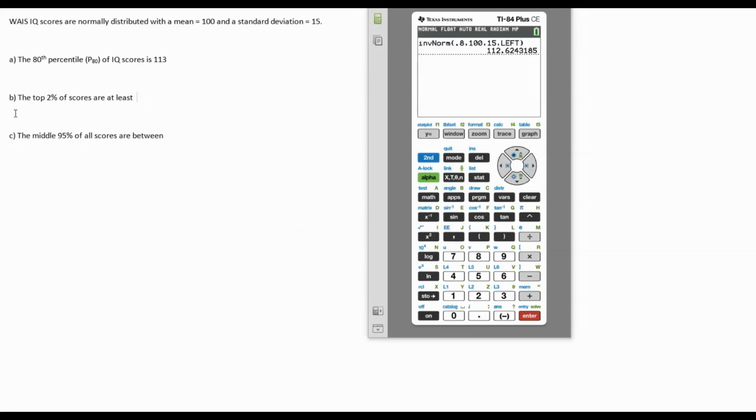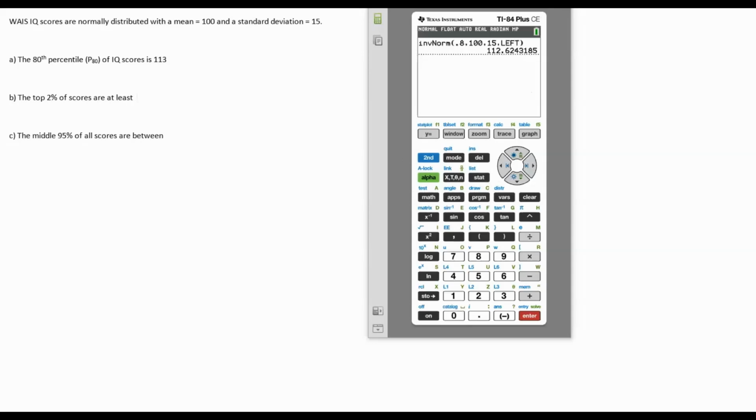Now the next one says the top 2% of scores are at least what value. So if you think about the bell curve, how high does the value have to be to fall within the top 2%, right? Or better, right? So that would be on the right side, top 2%. So that's 2% above the value. 2% of all IQ scores will be at that value or above, 98 below.